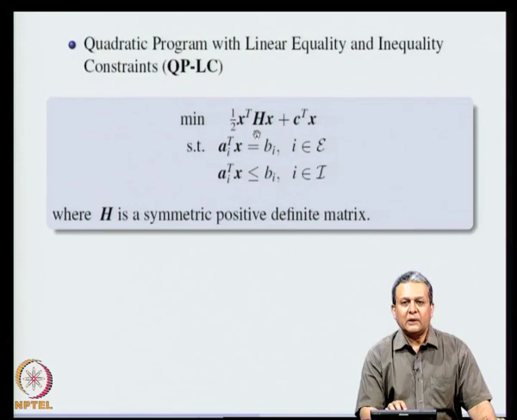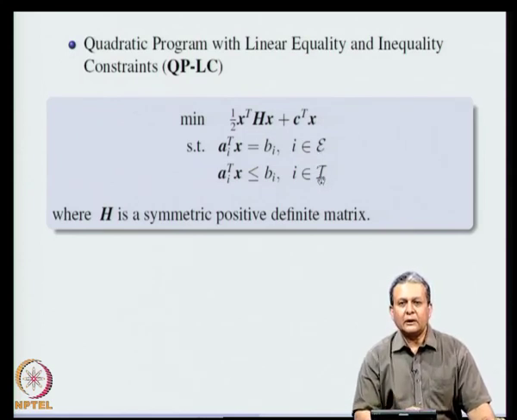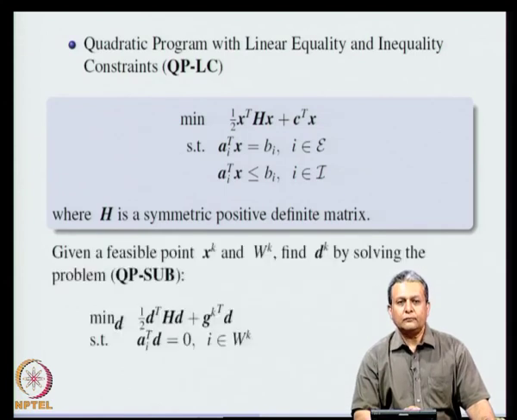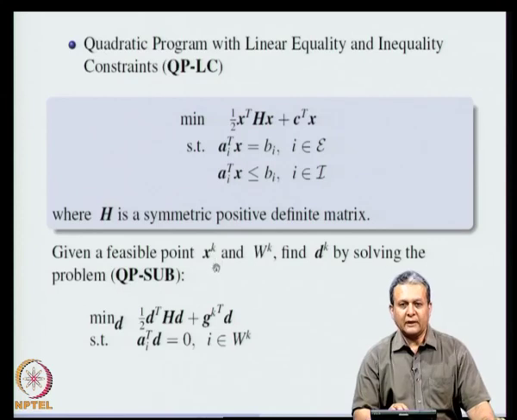So, H is a symmetric positive definite matrix, and E and I denote the set of equality and inequality constraints. And as I mentioned earlier, at every iteration we need to find a working set Wk and solve a problem to get the direction along which we need to move. So, given a feasible point xk and the working set Wk, the idea is to get dk by solving this subproblem.